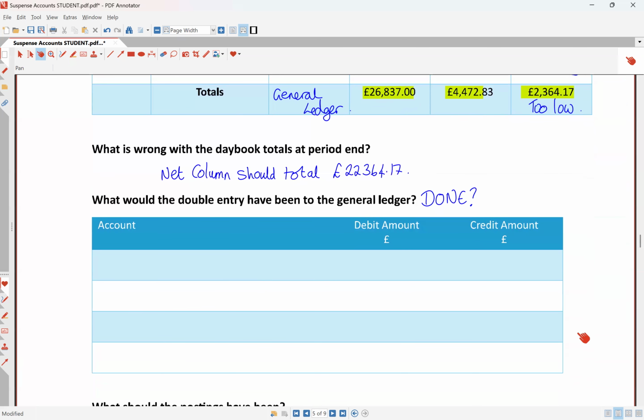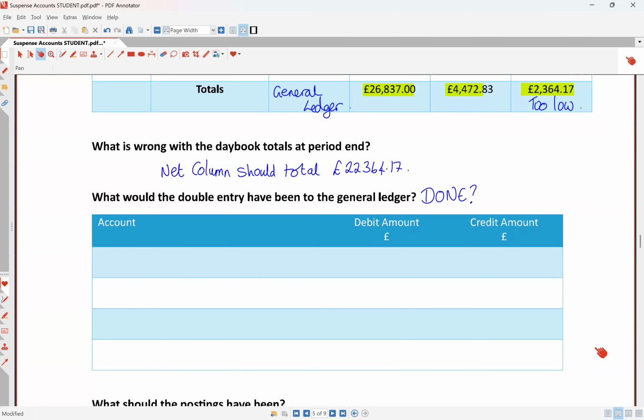Now, if you tried to do that on a computer system, it actually would force you, and it would usually come up with a warning to say your debits don't equal your credits. What do you want to do? If you override it, what the system will actually do is it'll drop the difference into Suspense. If it allows you to, I should say. Not all computer systems will allow you to do that.